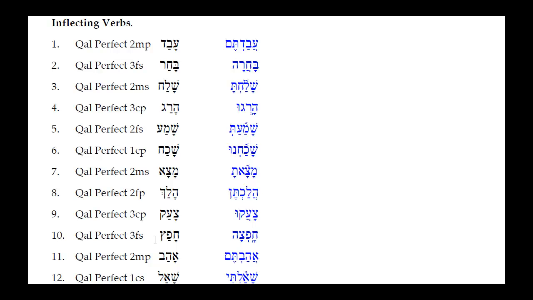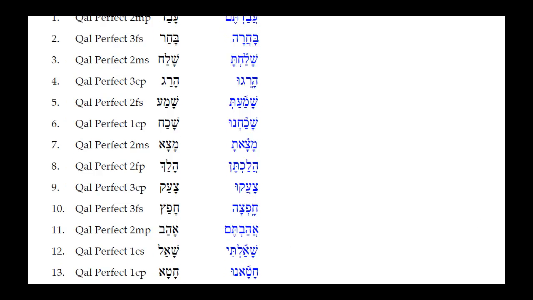Number 10 is a qal perfect third feminine singular from chafetz. So we want the third feminine singular. It would be a qamets hey ending, showing third feminine singular. So basically, this patach reduces down to a shva, and everything remains the same. And you just add the qamets hey ending. Chafetza. That means she delighted.